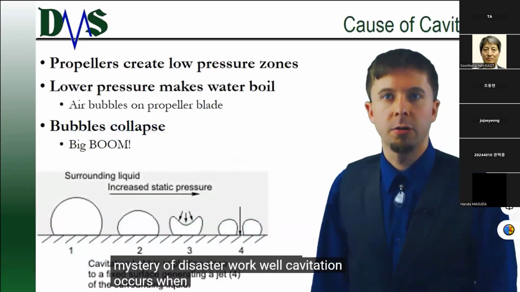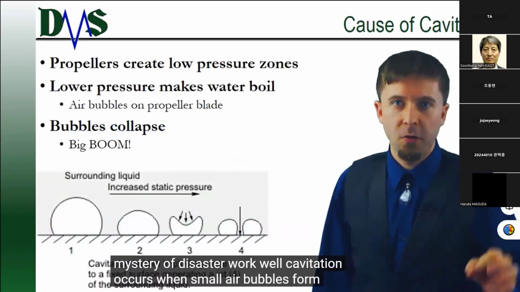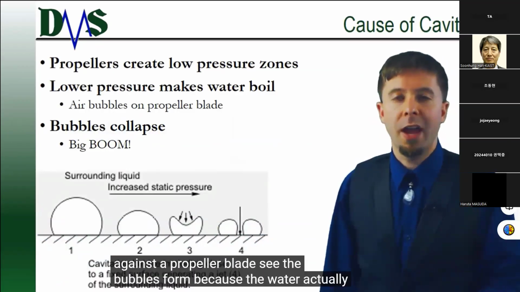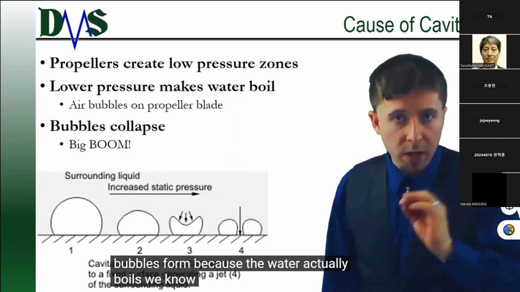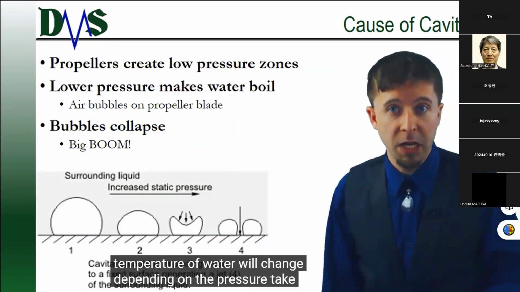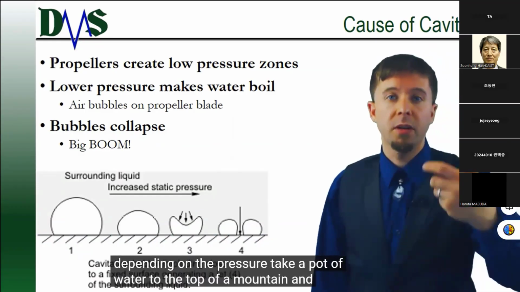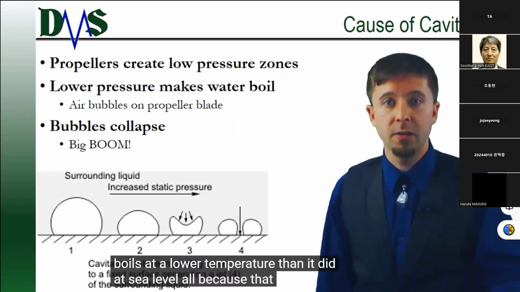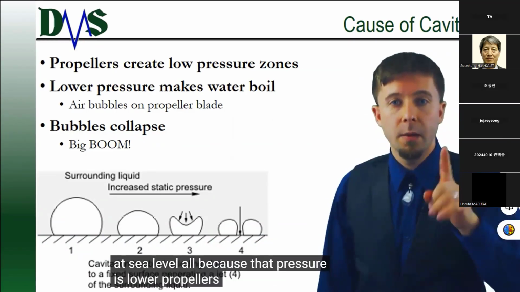Well, cavitation occurs when small air bubbles form against a propeller blade. See, the bubbles form because the water actually boils. We know that the boiling temperature of water will change depending on the pressure. Take a pot of water to the top of a mountain and it boils at a lower temperature than it did at sea level, all because the pressure is lower.